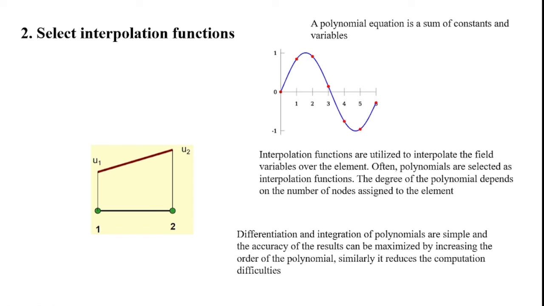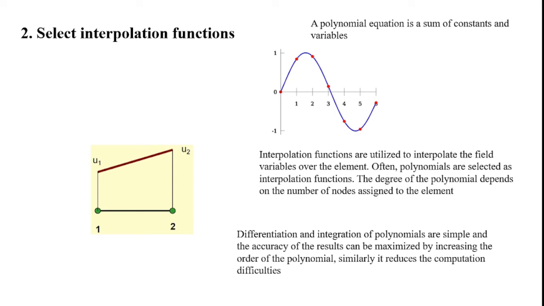So interpolation functions are utilized to interpolate the field variables such as density, viscosity, displacement. Those are all field variables. I may interpolate those field variables over the element during the analysis. So by the utilization of a polynomial equation, I can interpolate. Often polynomials are selected as interpolation functions. The degree of the polynomial depends on the number of nodes assigned to the element.